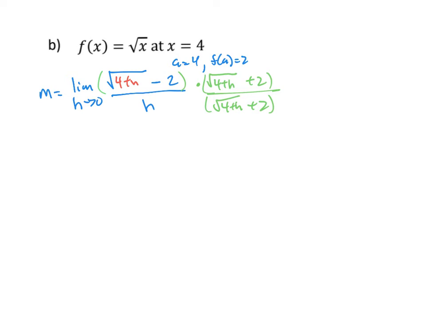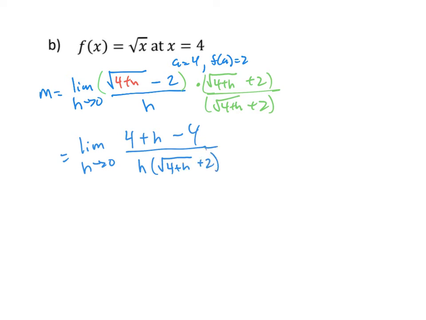And that trick helps us eliminate this radical. So when we're computing the slope, the limit as h approaches 0, we're going to get on top 4 plus h minus 4 when we do the FOIL on the numerator. And then on the denominator, we're just going to write this out. Don't even bother multiplying this because we want stuff to cancel out, and we'll be plugging a 0 in for h. So we're good to go.